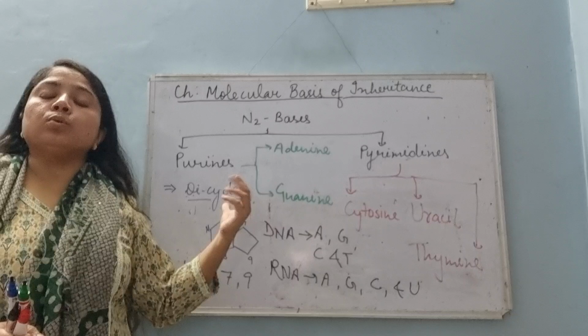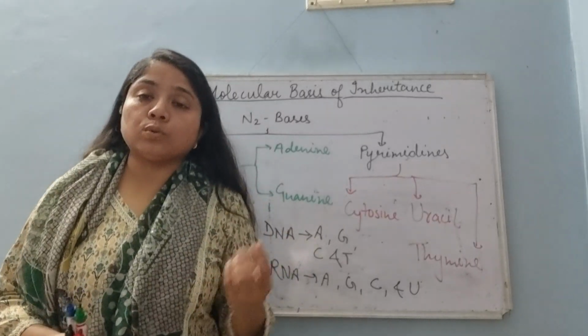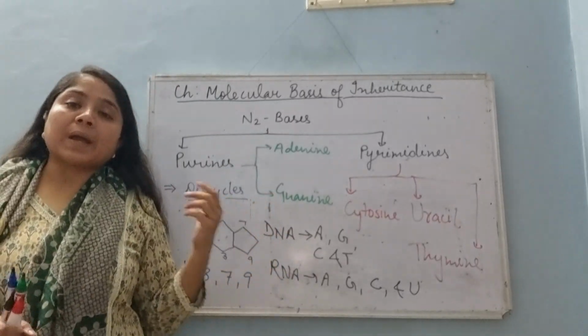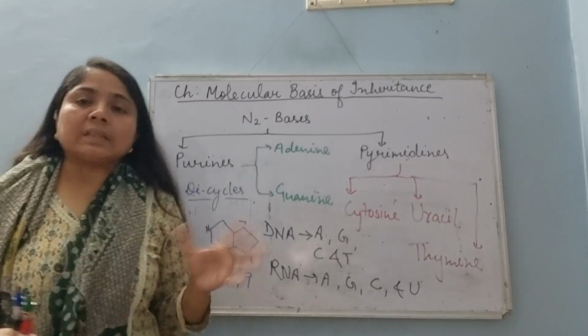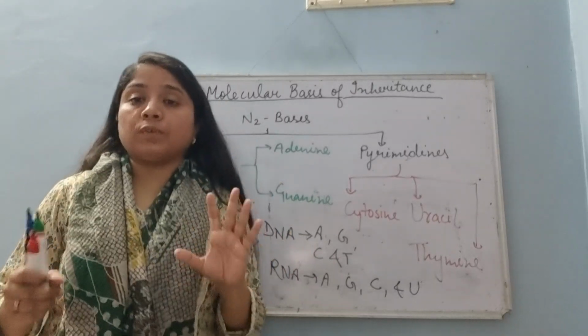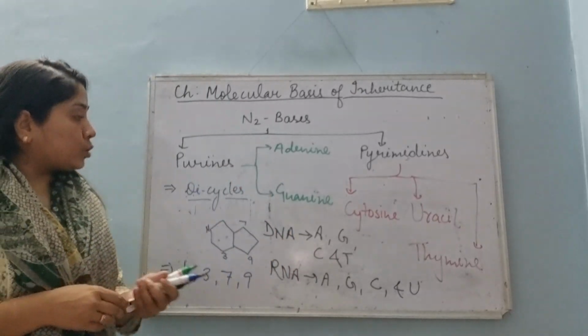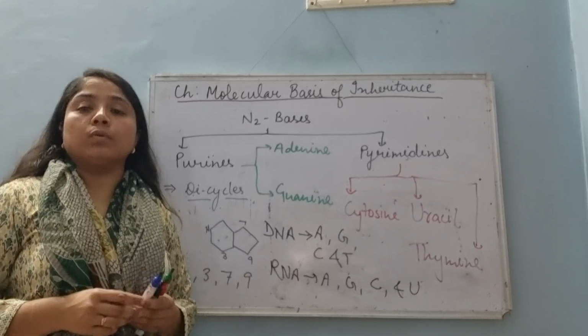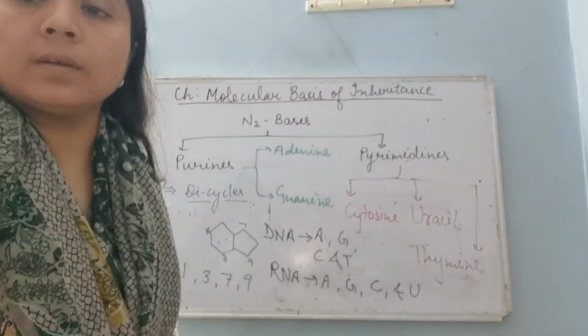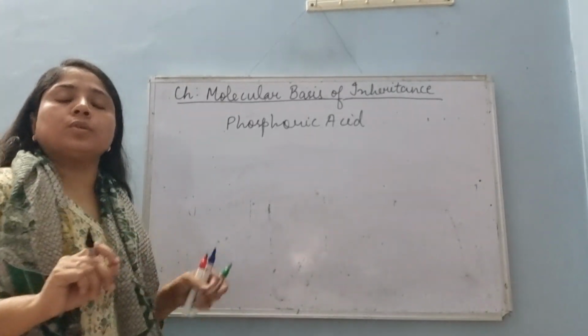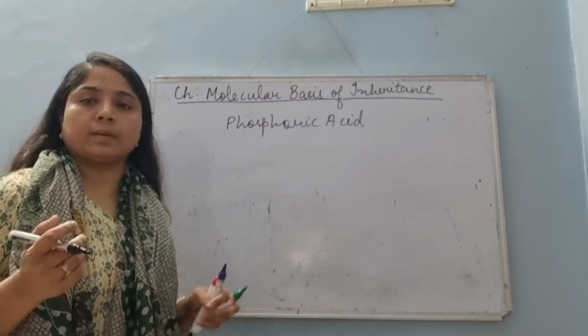And if we talk about sugar, in DNA, deoxyribose sugar is present and in RNA, ribose sugar is present. So these are the differences which we should know first of all. Now we will switch to the third component of nucleic acid. The third component of nucleic acid is phosphoric acid.